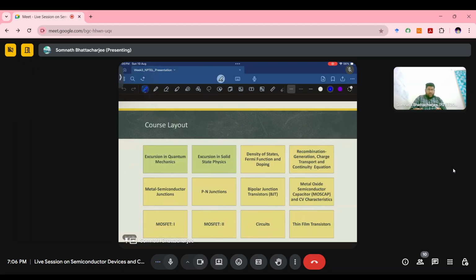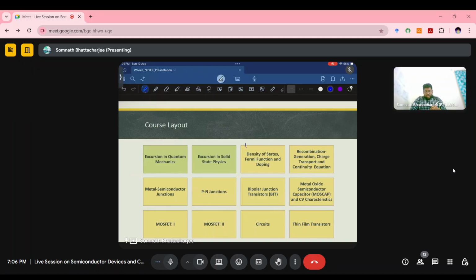And this is the basic course layout. This is a 12-week course, as we all know. The first week we learned about the excursion in quantum mechanics, where we solved the Schrodinger equation in different conditions. Then we moved towards the excursion in solid state physics. We learned the basics of solid state physics, the basic crystals and those things. Now in this week we'll learn about the density of states, Fermi function, and doping.